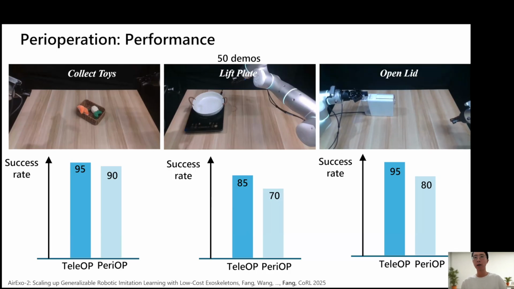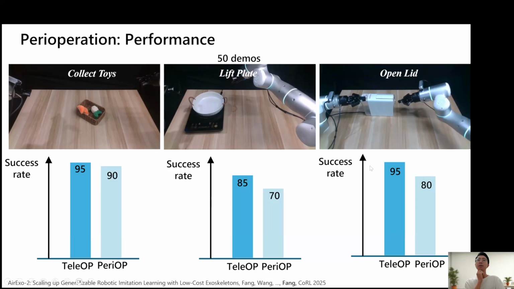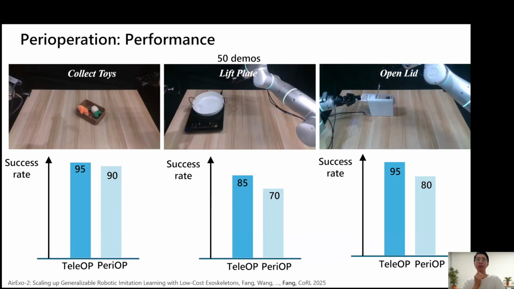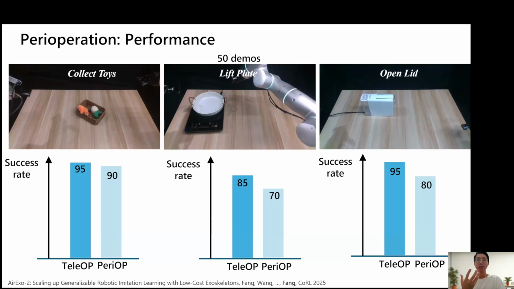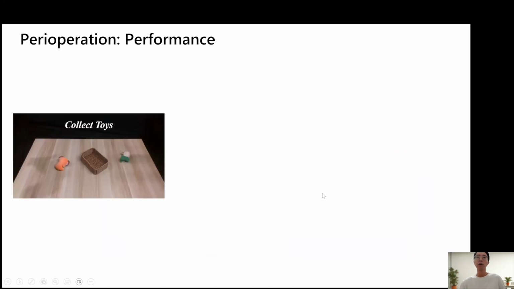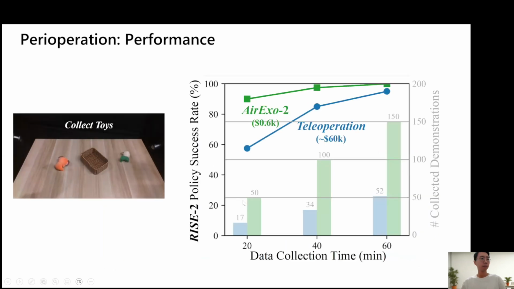And we could see that the performance of the policy trained with exoskeleton data is actually pretty close to the performance of the policy trained with teleoperated data. And I would also like to emphasize that this is actually not a fair comparison. Why? Because with the exoskeleton, you could actually collect data much more efficiently than teleoperation. So if you think about it in this way, then we can conduct another comparison.